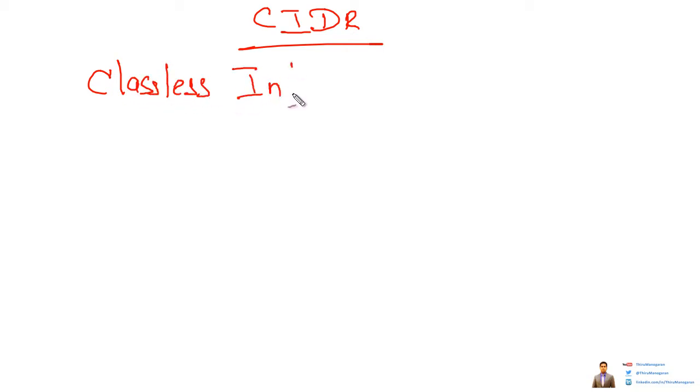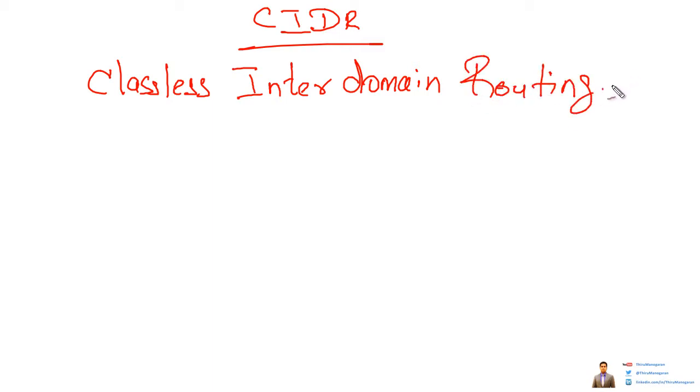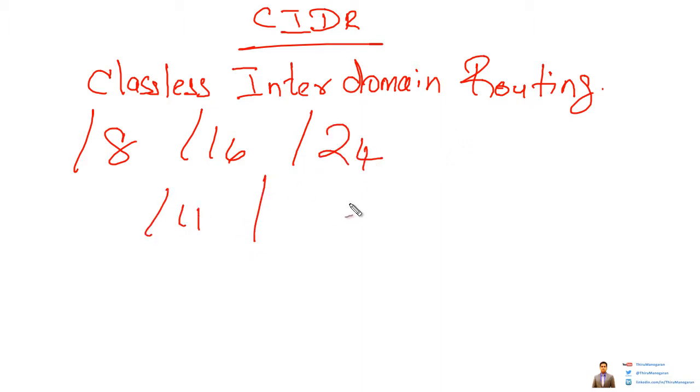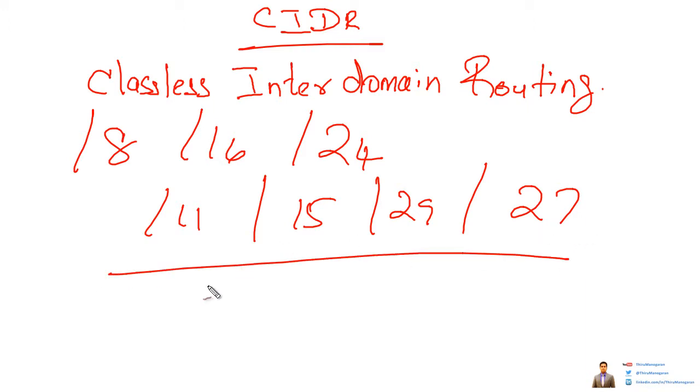So CIDR notation, what is CIDR? C-I-D-R, CIDR is classless interdomain routing. This was developed to provide more granularity than the legacy addressing. That means it doesn't have to be classful like /8 or /16 or /24. It could be /11, /15, /29, /27. It could be anything. But how do you convert this?